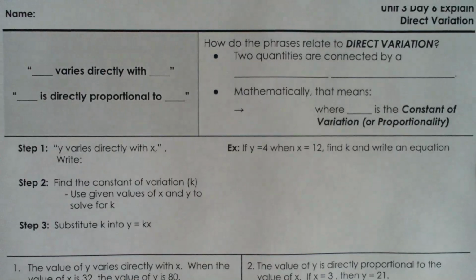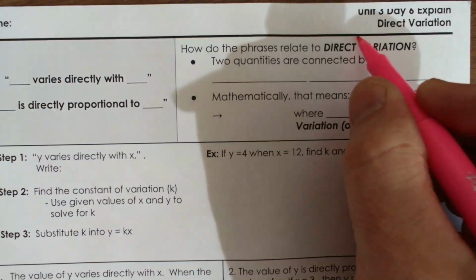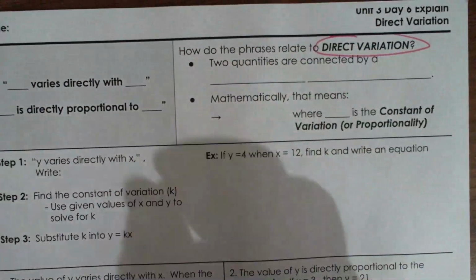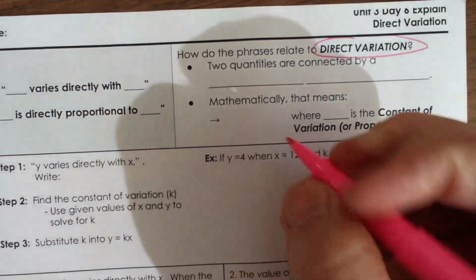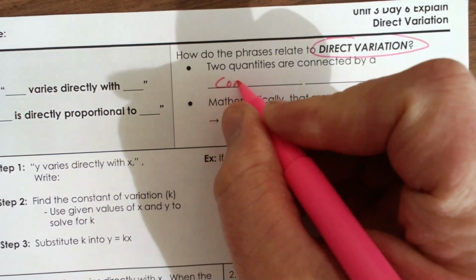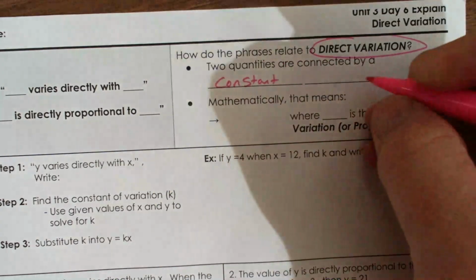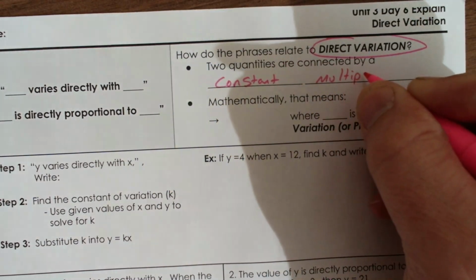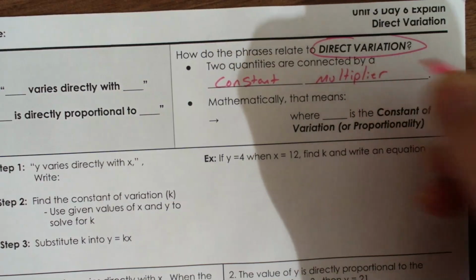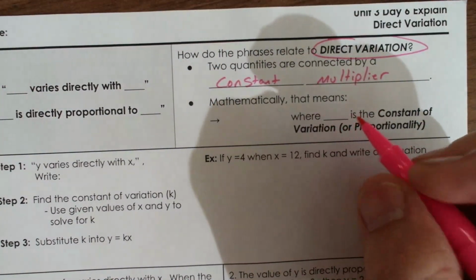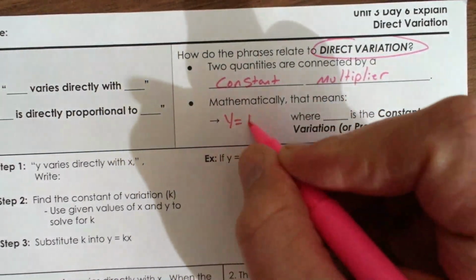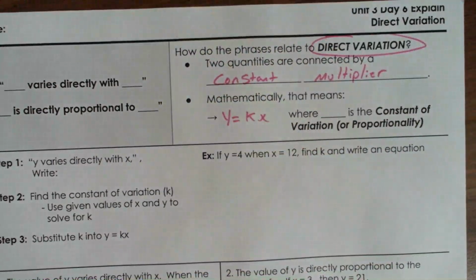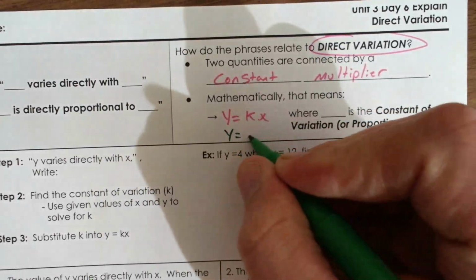Okay, today we're looking at the notes on direct variation. So, when we hear the word direct variation, this phrasing right here means two quantities are connected by a constant multiplier. Mathematically, that means y equals kx, or another way to think of this is y equals mx.